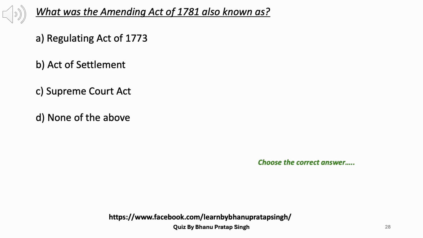28. What was the Amending Act of 1781 also known as? A. Regulating Act of 1773. B. Act of Settlement. C. Supreme Court Act. D. None of the above. Answer B. Act of Settlement.